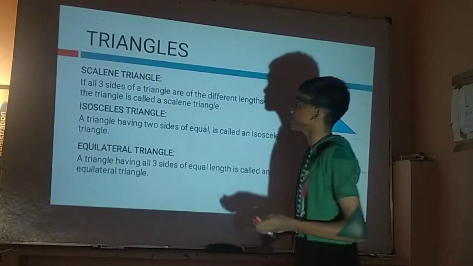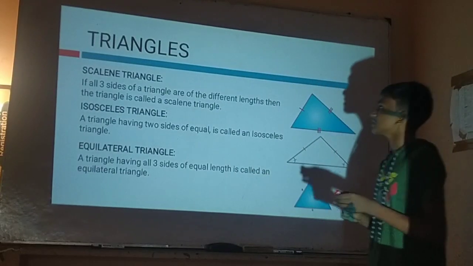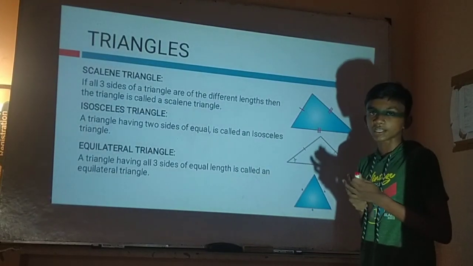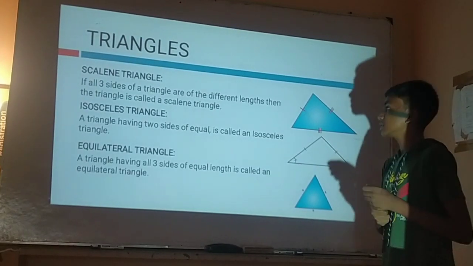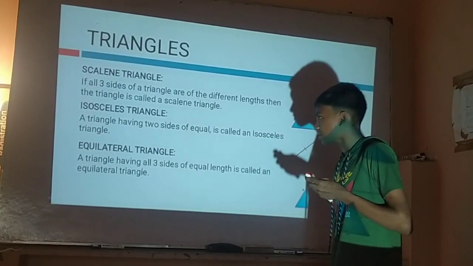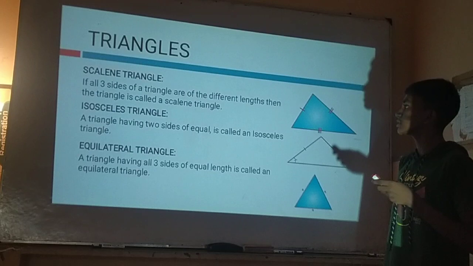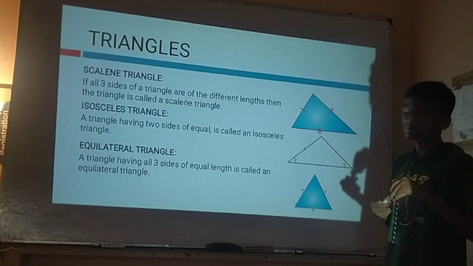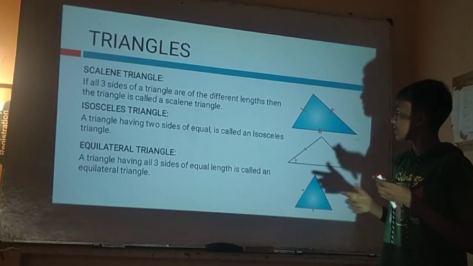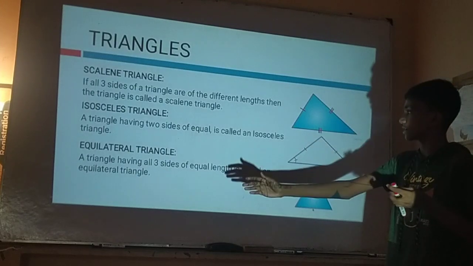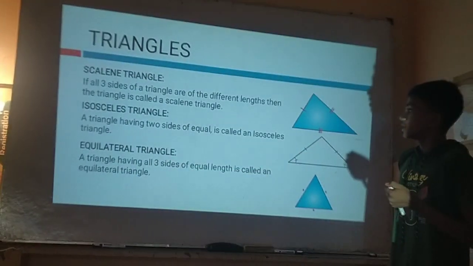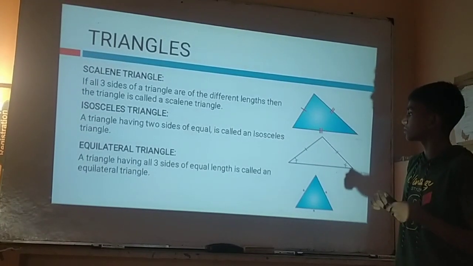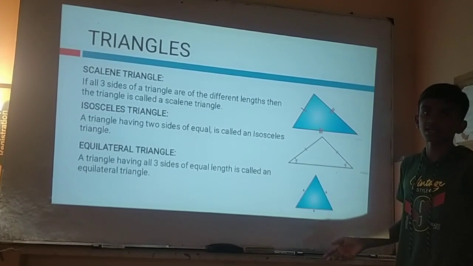So, first let us see about scalene triangle. If all three sides of a triangle are of different lengths, then the triangle is called a scalene triangle. Then let us see isosceles triangle. A triangle having two sides of equal length is called an isosceles triangle. At last, let us see equilateral triangle. A triangle having all three sides of equal length is called an equilateral triangle.